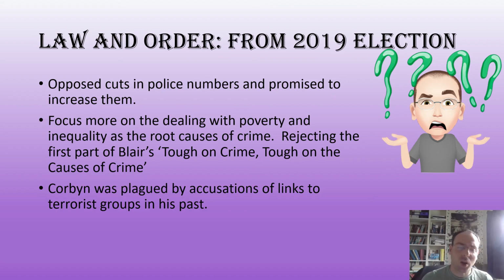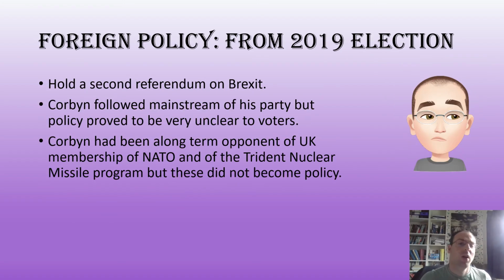Corbyn was also plagued with lots of accusations of links in his past to various terrorist groups, and therefore accusations that he would be soft on some of the most serious crime. In foreign policy, the Labour Party policy going into the 2019 election was to hold a second Brexit referendum. Again, depending on when you're watching, that might be becoming very, very old news. Corbyn seemingly, maybe reluctantly, followed the mainstream of his party, but it seemed very unclear to voters what the exact stance was.